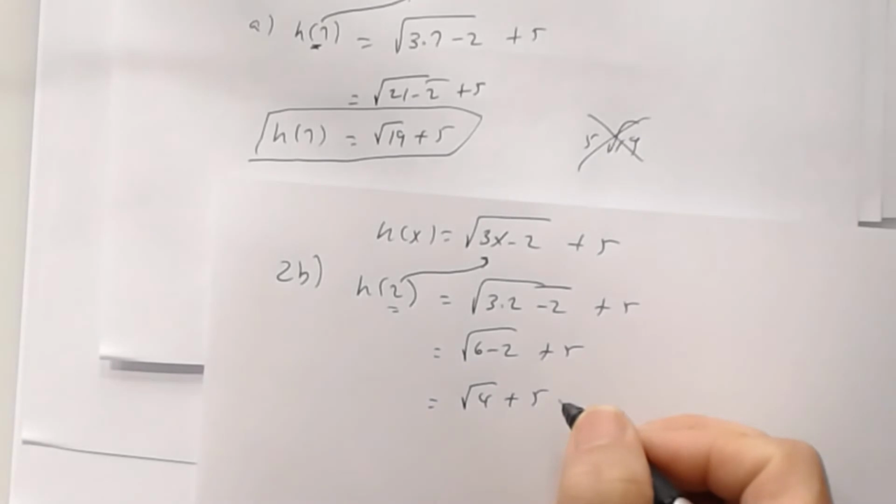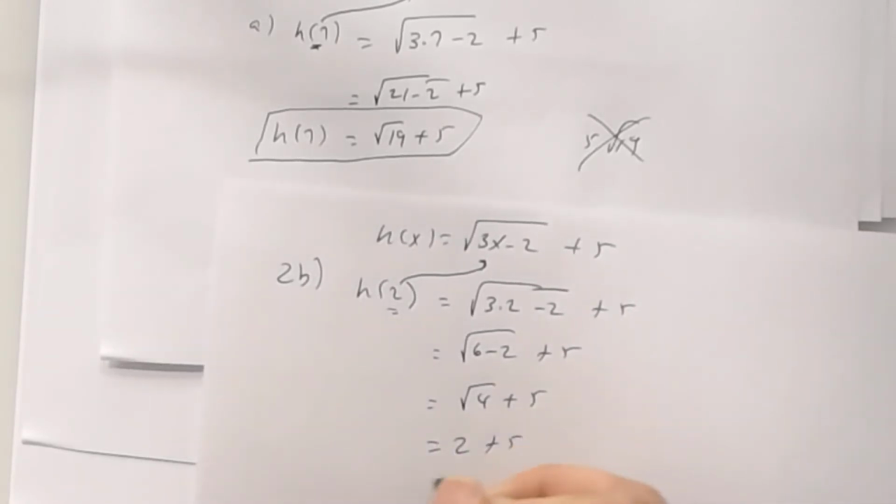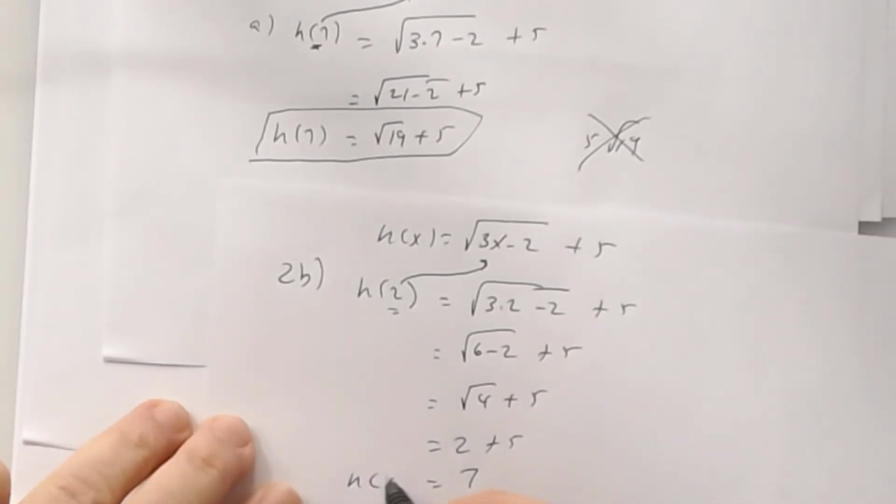But you can go further with this one than you can with the previous one, because you know the square root of 4 is 2. So 2 plus 5 is what? 7. So therefore h of 2 is what? 7. All right, so notice that one with the previous one. The previous one, you looked at the square root of 19 plus 5. Here, though, you can go further because you've had experience dealing with simplifying radicals.